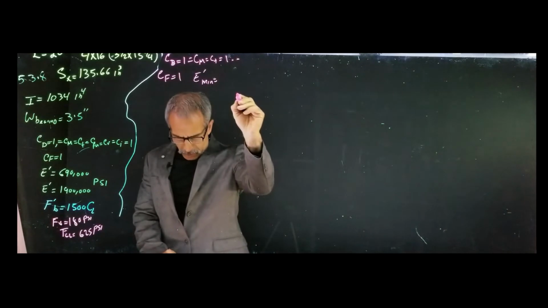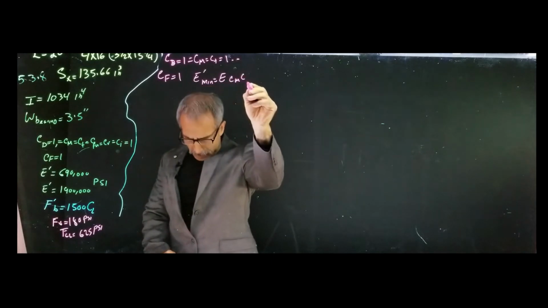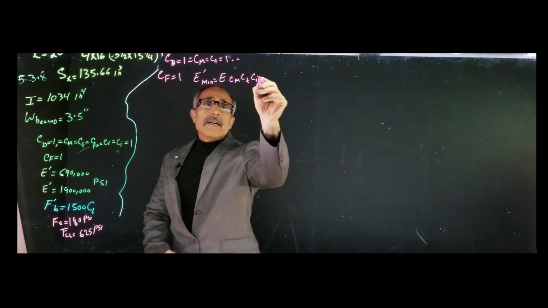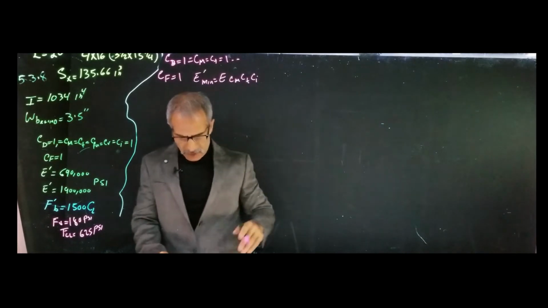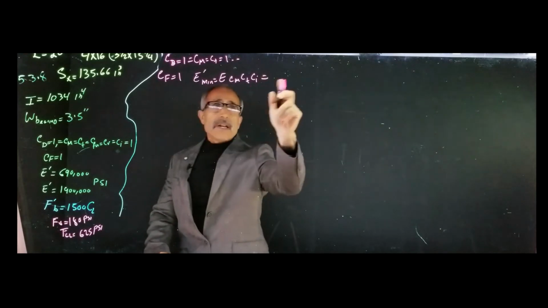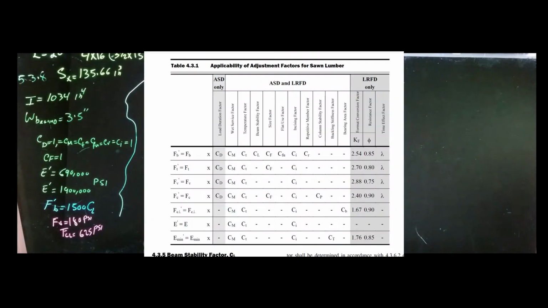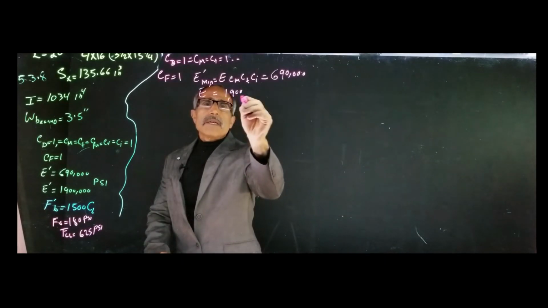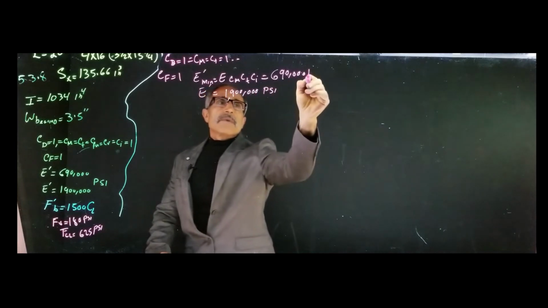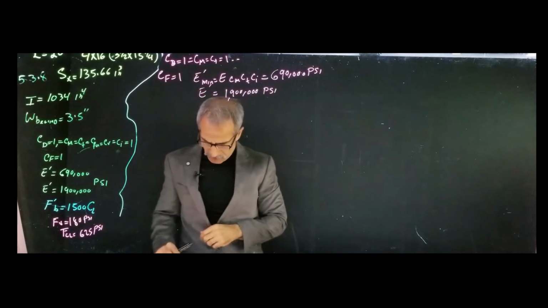Therefore our E' minimum, which is equal to E minimum times C_M, C_t, C_i, from Table 4.3.1, comes out basically all multiplied by 1. So E' minimum comes out to 690,000, and our E' comes out to the same thing multiplied by 1, so 1,900,000 psi. I have written down all those. Now we have all that.